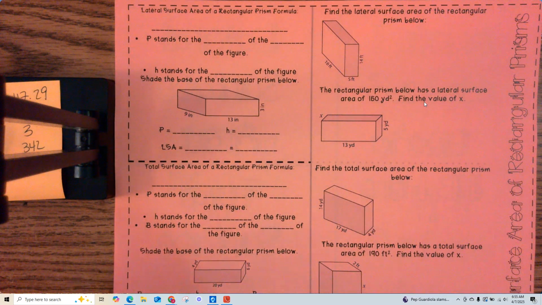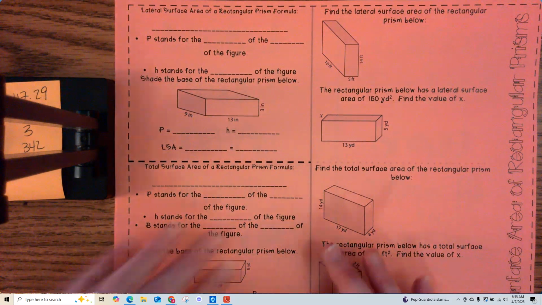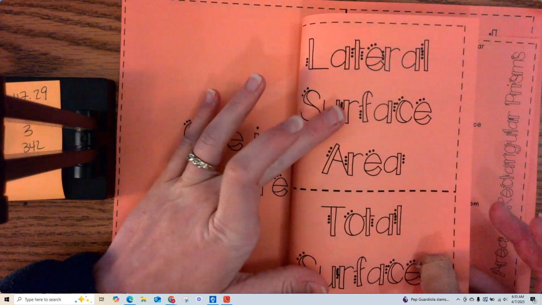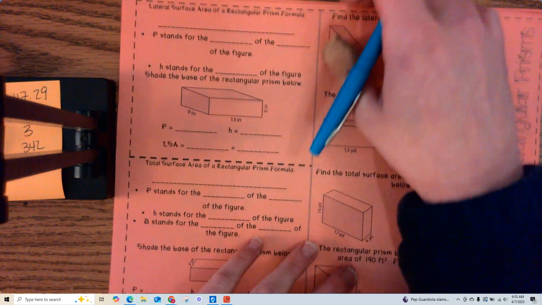This video is for the surface area of rectangular prisms. This is going to be lesson 10.1. So we're going to do lateral and we're going to do total surface area.